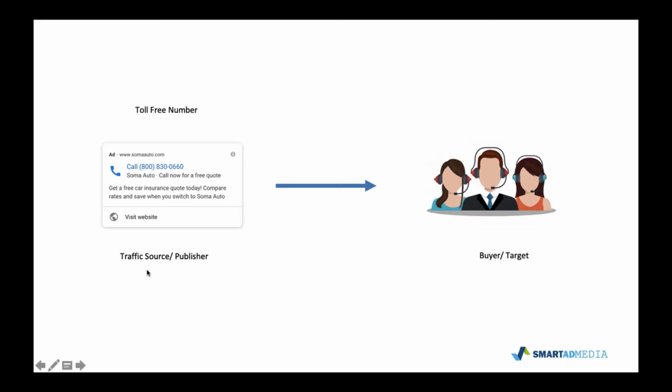So we have a traffic source or a publisher. Traffic source here is Google Ads. We have a unique tracking number. This is just a sample tracking number. And then we have our buyer or the target.